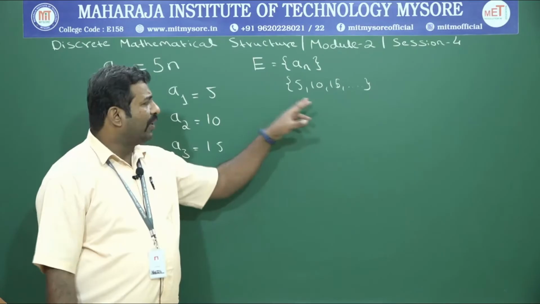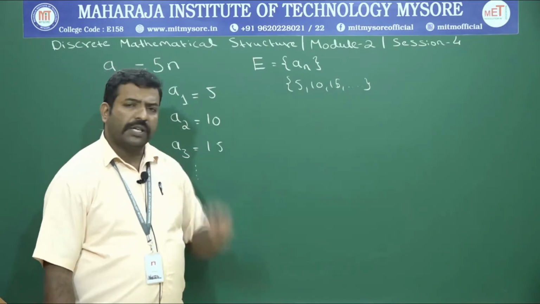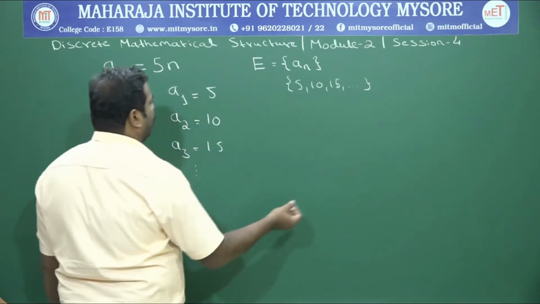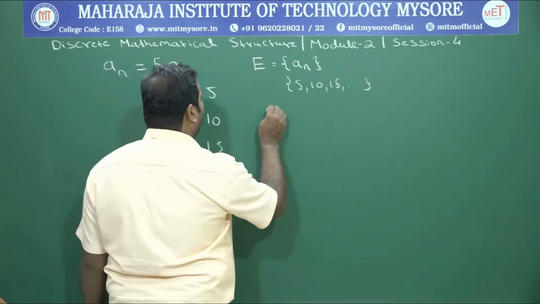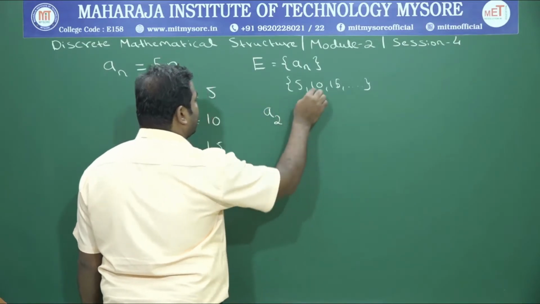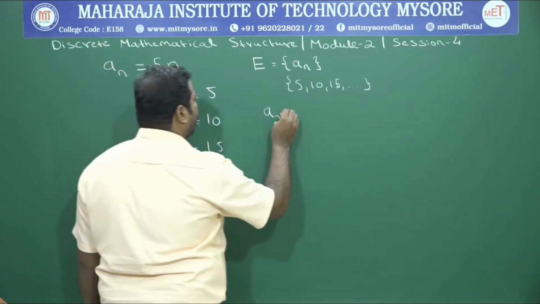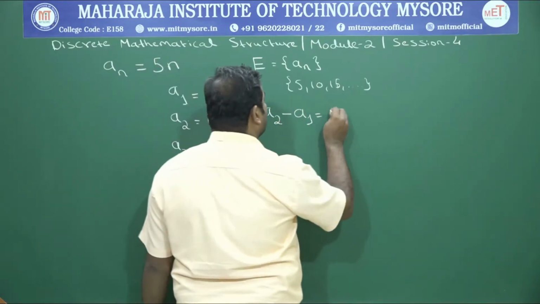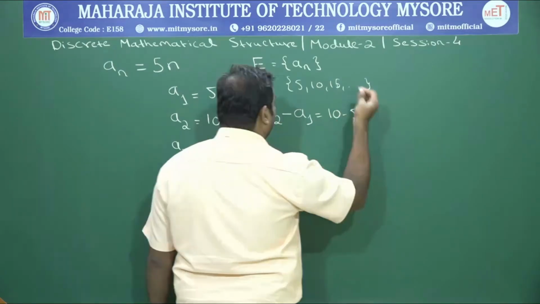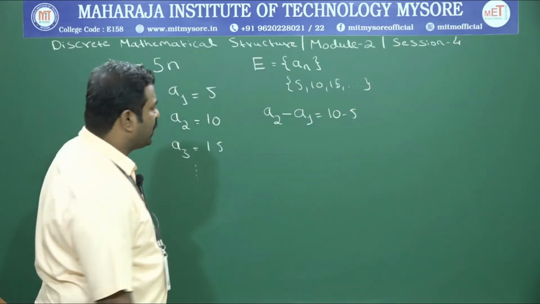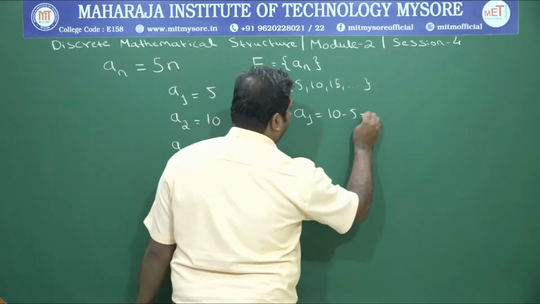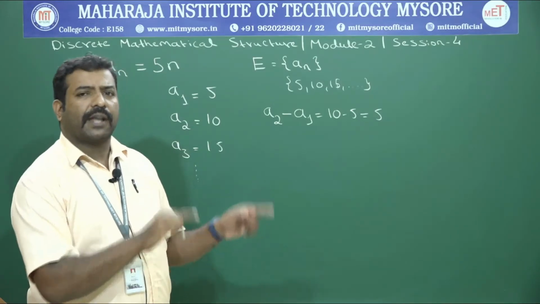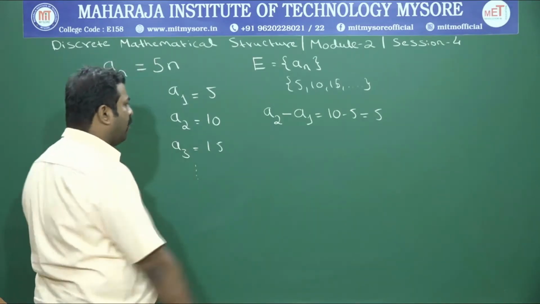Fine. For that, I am going to find the difference. Difference, in the sense, is subtraction. To find the difference, I'll subtract A2 minus A1, which is 10 minus 5. Right? It's going to be 10 minus 5. Now what is 10 minus 5? It is going to be 5. Hence the difference between the first element and the second element is 5. This is what I have derived.